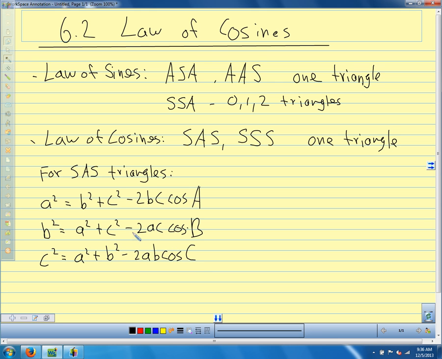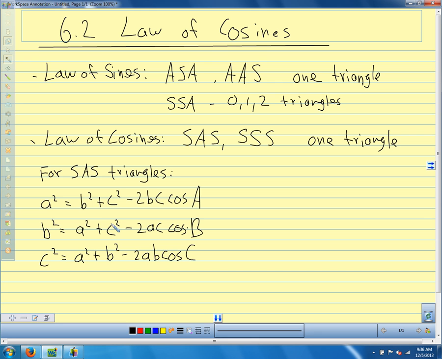A couple of things to notice that help make this easier. Whatever is on this side of the equation, that's the angle that we're taking the cosine of. And the sides on the other side of the equation are all the other sides than this one. So I have a squared on this side, all of my sides are b and c on this side, and angle A on this side, the cosine is on that side. So that's kind of how I think about this one.